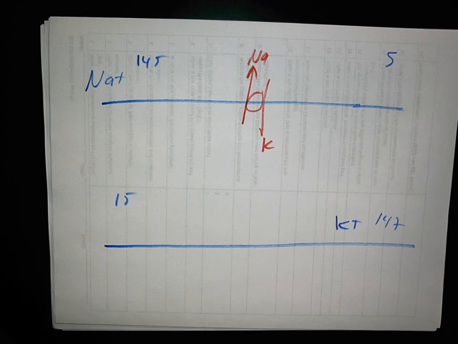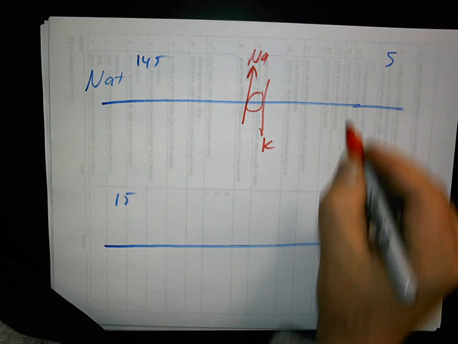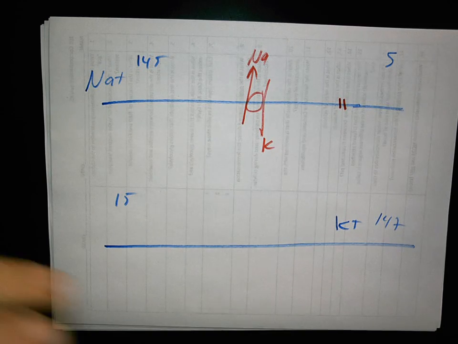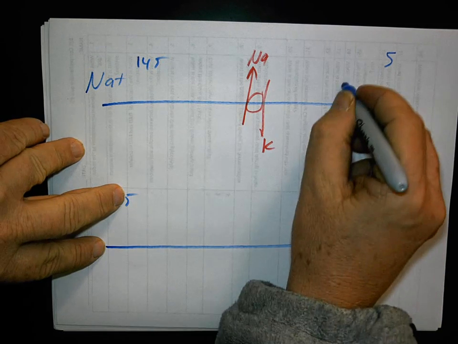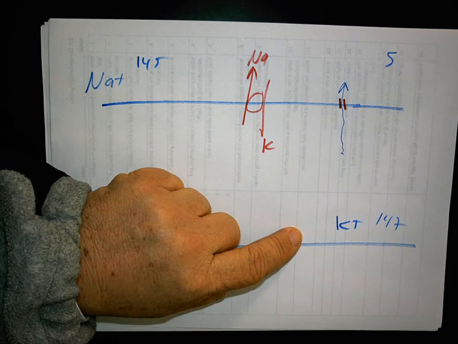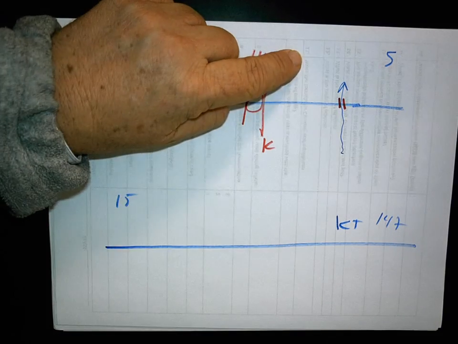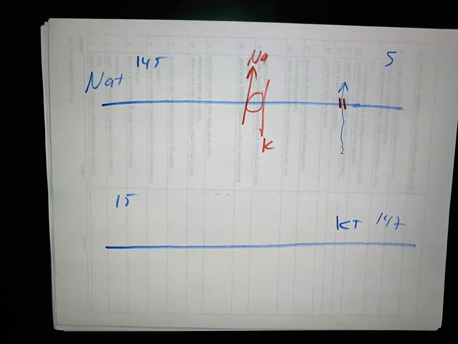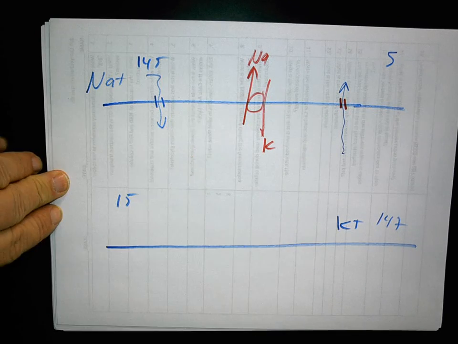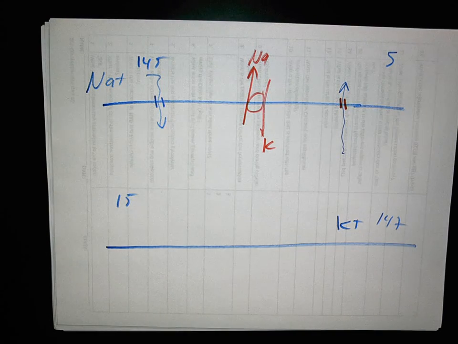Now, there are gates here called leaky gates. The leaky gates allow potassium to slowly leak out. Because you have a higher concentration of potassium inside and a lower concentration on the outside, what will it try to do? They'll try to leak out. Same with sodium. If you have a leaky gate for sodium, and a higher concentration on the outside than the inside, what will it attempt to do? Leak in.